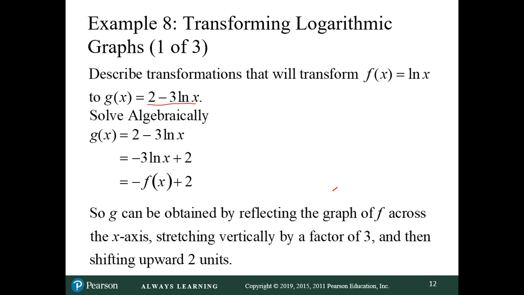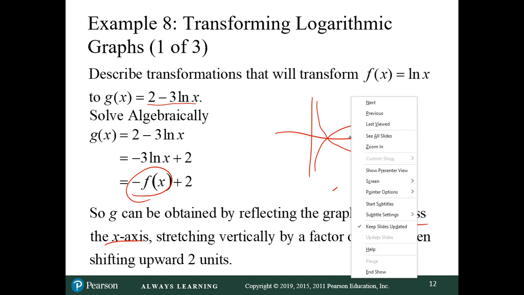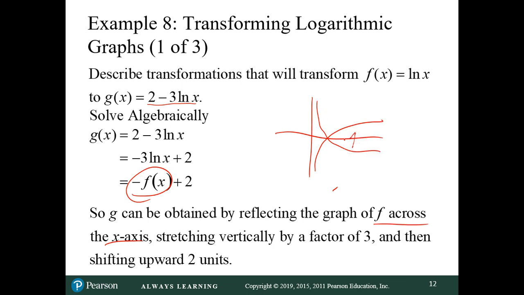By solving it, I know that I'm going to reflect it across the x-axis. The negative in front means we're going to flip it around the x-axis. So instead of going up like this, it's going to go down like this. And then everything gets stretched by 3, and then finally moved up by 2.